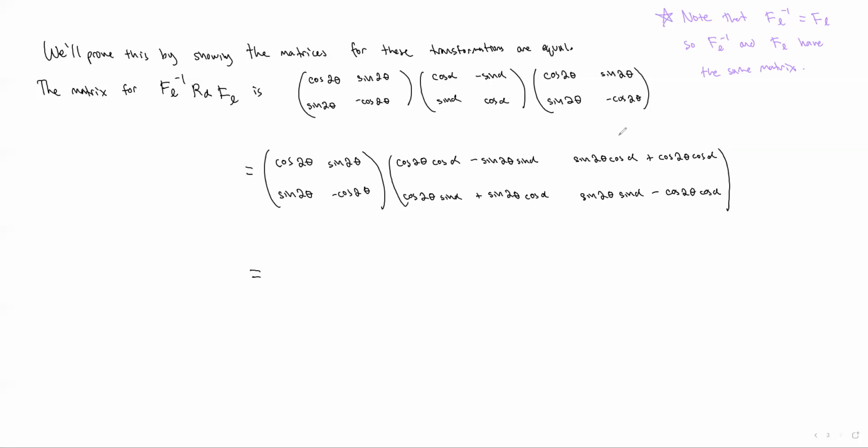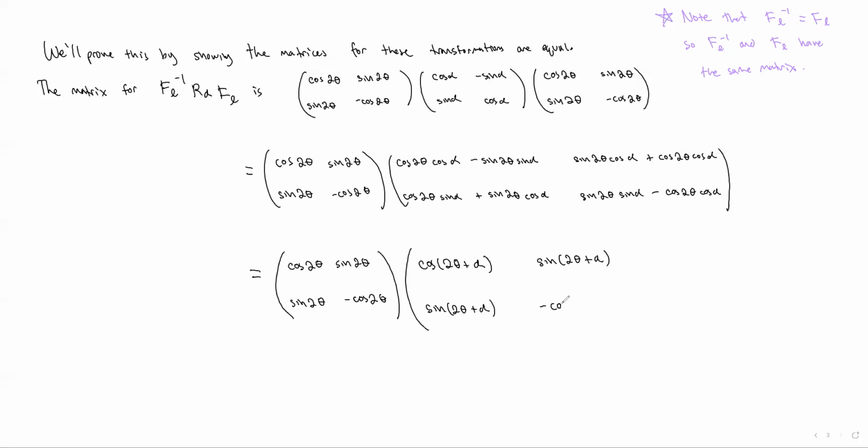So then I use the trig addition formulas. So using the trig addition formulas, this will be cos of 2 theta plus alpha. This will be sine of 2 theta plus alpha. This will also be sine of 2 theta plus alpha. And this will be negative cos of 2 theta plus alpha. And then there's another step, so maybe I'll do that on the next page.